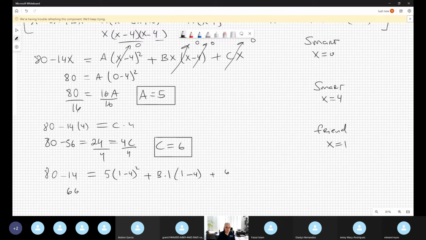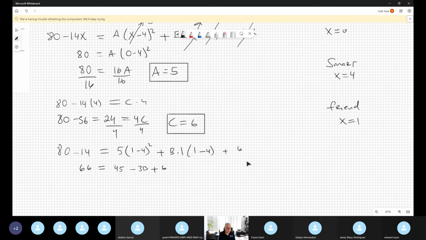So 66 is equal to 1 minus 4, which is negative 3. Negative 3 squared is 9, and 9 times 5 is 45. Plus, no, minus, because 1 minus 4 is negative 3, times 1 is negative 3b. Plus 6. Cool. What should I do?